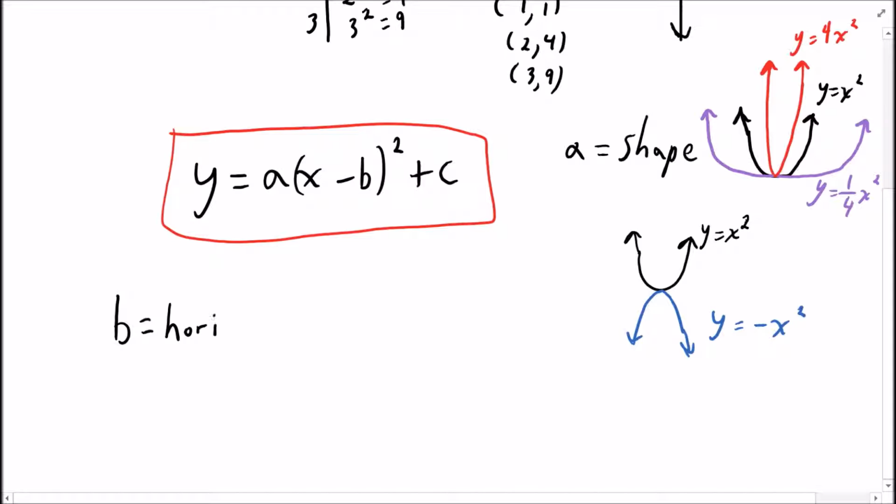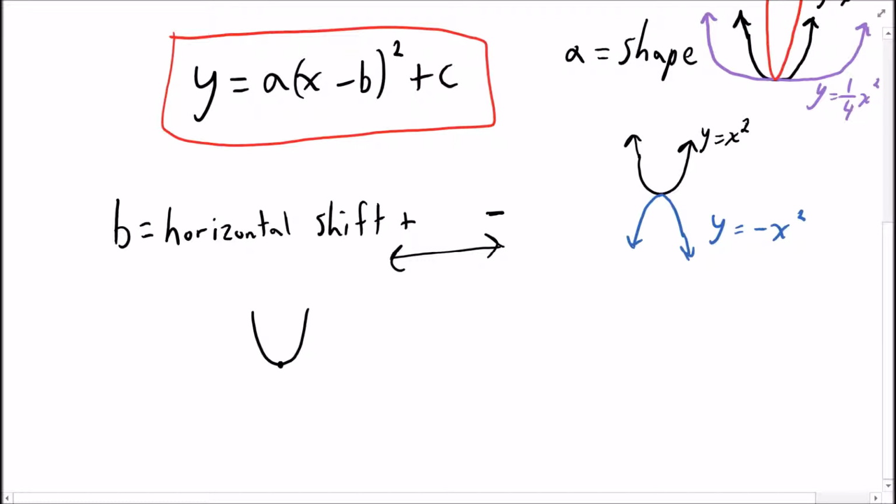B controls the horizontal shift, so that means left and right. Now the interesting thing with B is that it actually moves opposite to how you think it would. So normally you would think as negative being to the left and positive being to the right. But in these formulas with the graphs, the minus b actually moves it to the right, and a plus b would move it to the left.